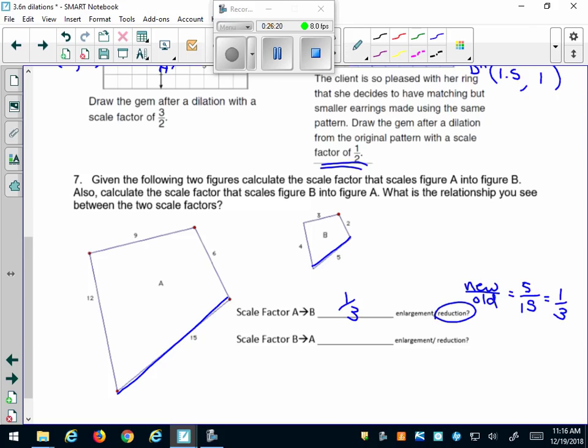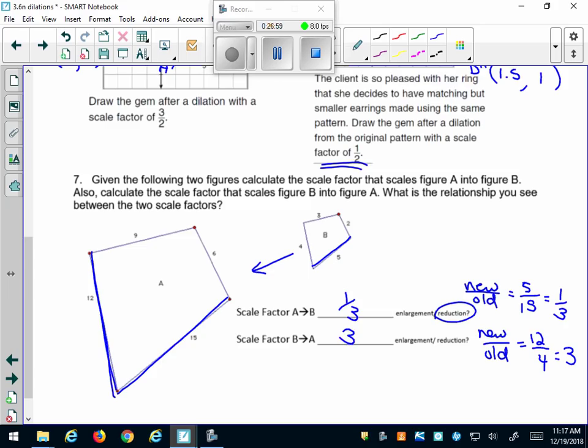All right, now imagine it in the opposite direction. We're going to start with B, and it's going to become A. So new over old, let's pick a different side. Starts with B, ends with A. Our new is going to come from A. Let's use 12. If I pick 12 as my new, what's my old? 4. 12 over 4 simplifies to 3. So this is a scale factor of 3.